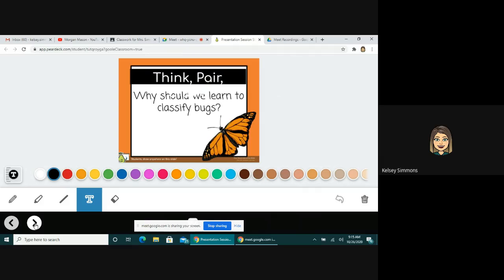Why should we learn to classify bugs? So if we're classifying bugs this week, why is it important to know the different types of bugs? Why should we classify them into arachnids or centipedes or millipedes or insects? Why should we think about the different types of bugs? Why does that matter? Same as before, click your text and then you can type anywhere on the screen.